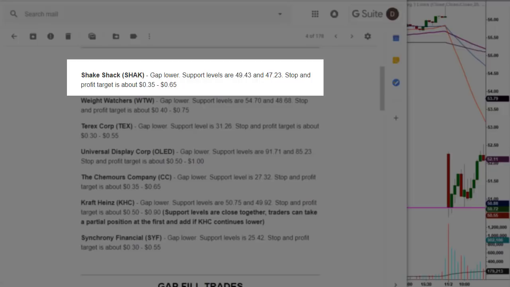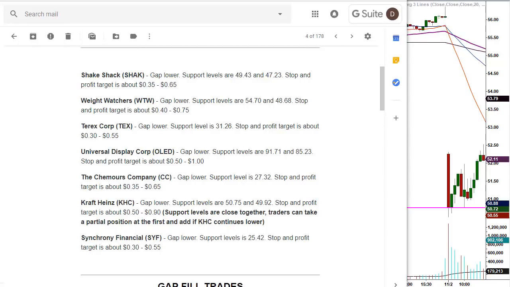Shake Shack, gap lower, support levels are 49.43 and 47.23. When I give more than one price target, these are all separate and independent trades from one another. Pay close attention to that because that absolutely came into play today. Stop and profit target is about 35 to 65 cents. Also keep in mind, these are minimum profit targets.